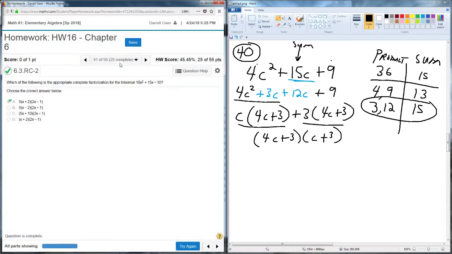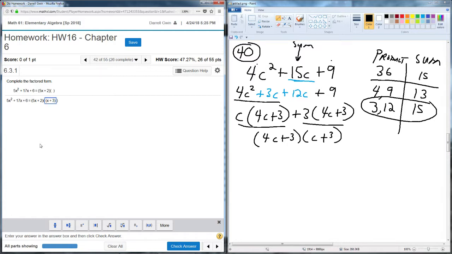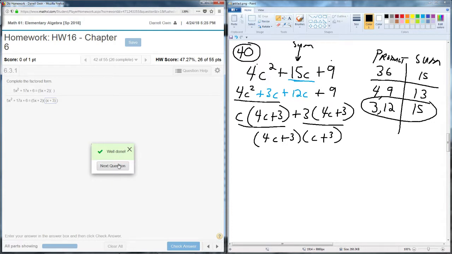I don't think this problem's going to be a big deal because you can always FOIL those. All right, so this should be pretty easy. 5x times x equals 5x squared, and the last is 2 times 3 equals 6. I did a similar problem like this before.